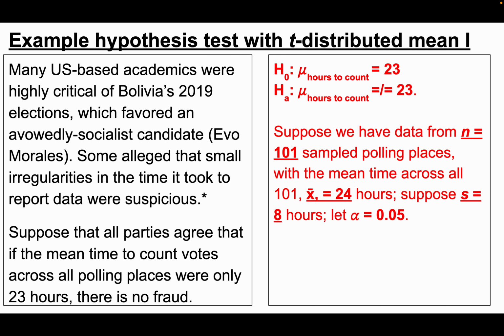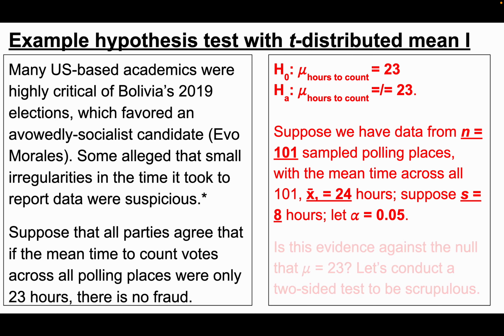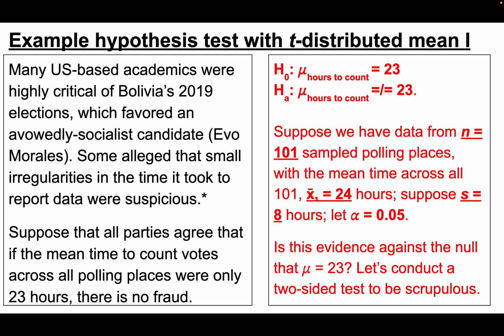Suppose we have data from n equal to 101 sampled polling places with the mean time across all 101, x bar, equal to 24. Let s equal 8 hours and let alpha be conventional at 0.05. So would this be evidence against the null that mu is equal to 23? Let's conduct a two-sided test to be scrupulous.